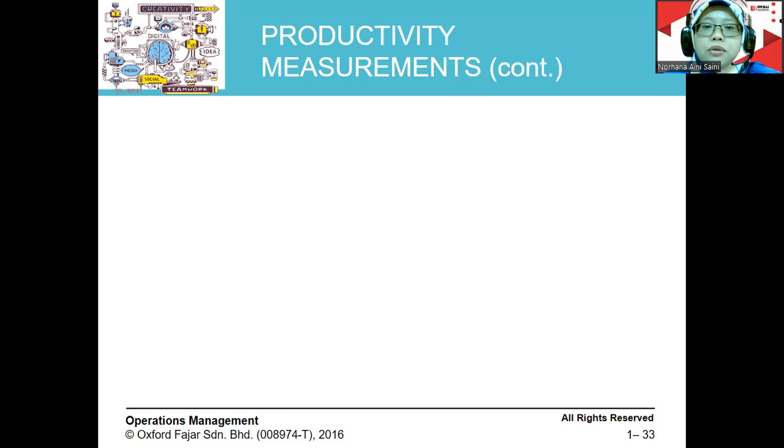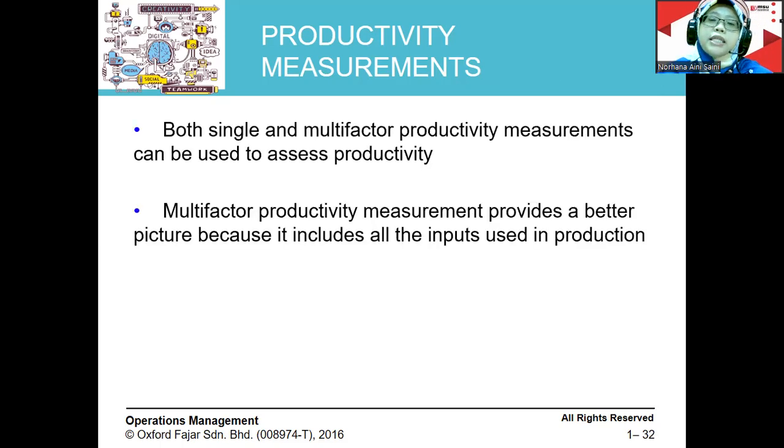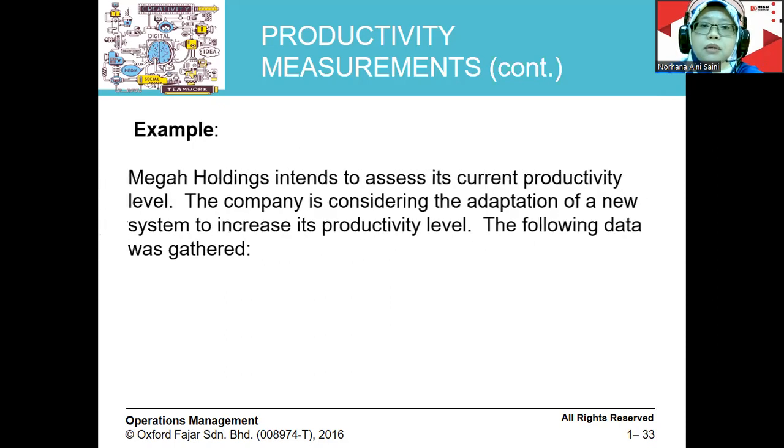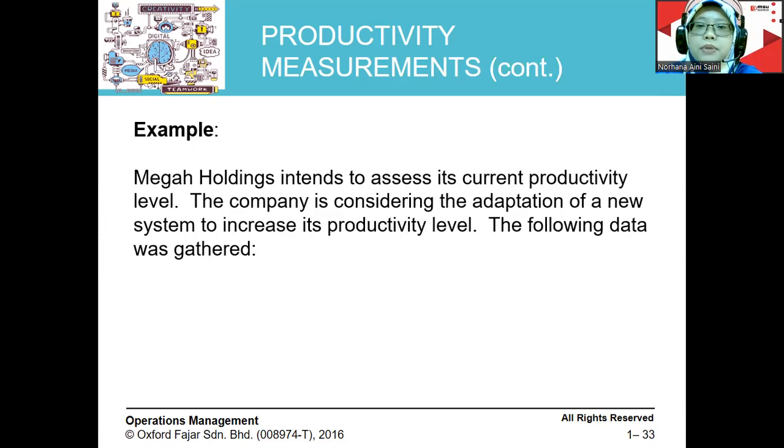All right. Both single and multi-factor productivity measurement can be used to assess productivity. Multi-factor productivity measurement provides a better picture because it includes all the inputs used in the production. If we are using single factor productivity, we use only one factor. But for multi-factor, we use so many factors. So that's why multi-factor productivity is much better. All right, so this is another example also.